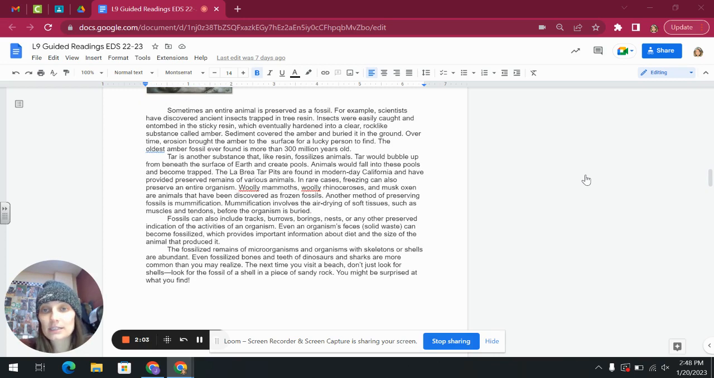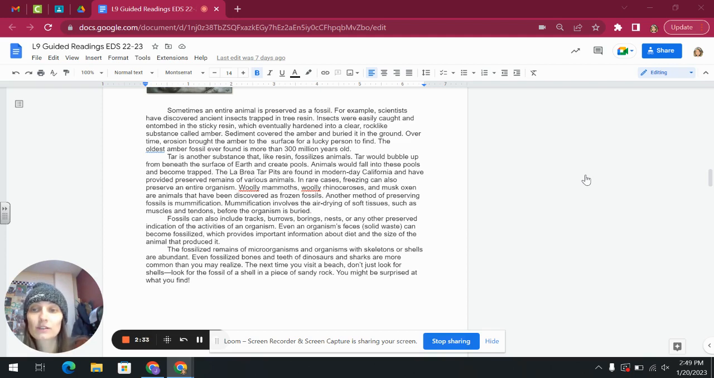Tar is another substance that, like resin, fossilizes animals. Tar would bubble up from beneath the surface of the earth and create pools. Animals would fall into these pools and become trapped. The La Brea tar pits are found in modern-day California and have provided preserved remains of various animals. In rare cases, freezing can also preserve an entire organism. Woolly mammoths, woolly rhinoceroses, and musk oxen are animals that have been discovered as frozen fossils.